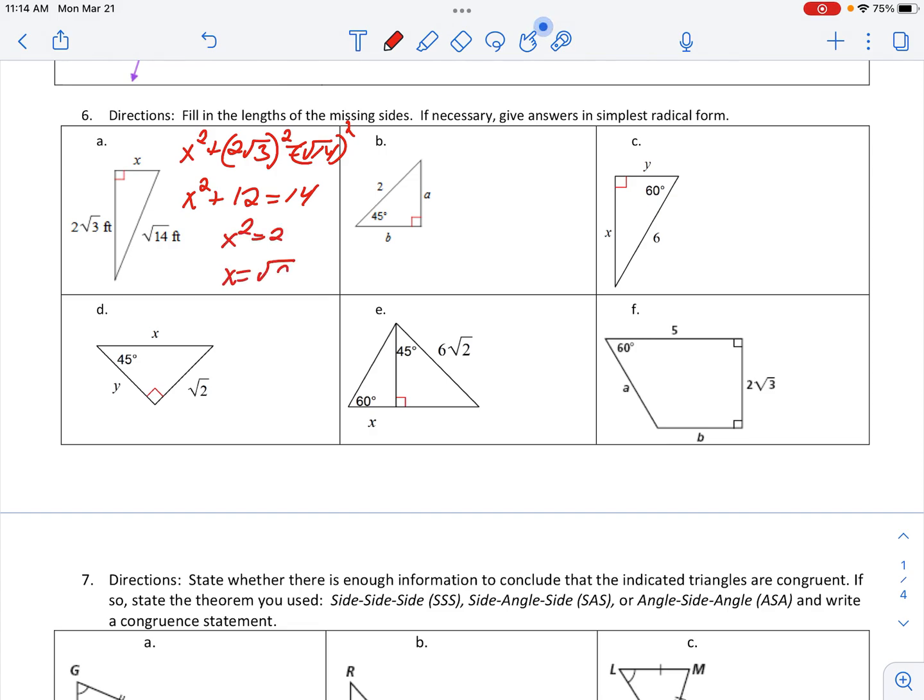X equals the square root of 2. Technically, I get 2 solutions, but again, I toss the negative solution.